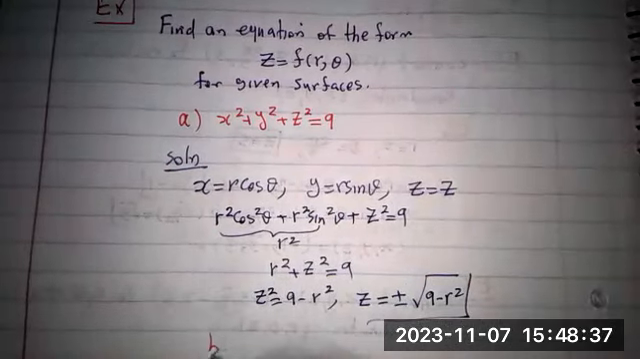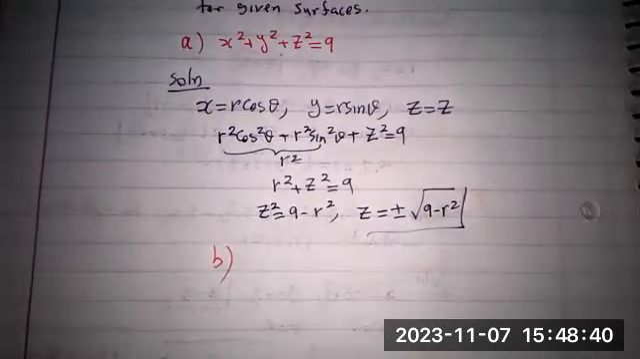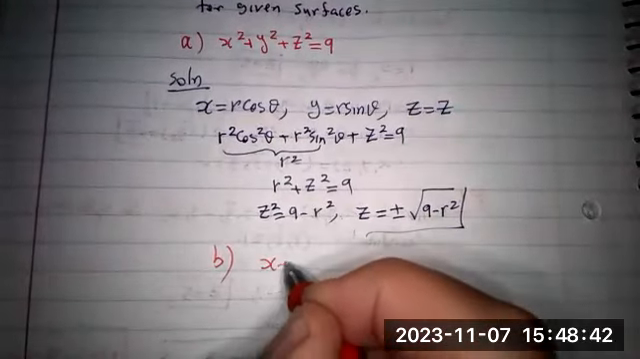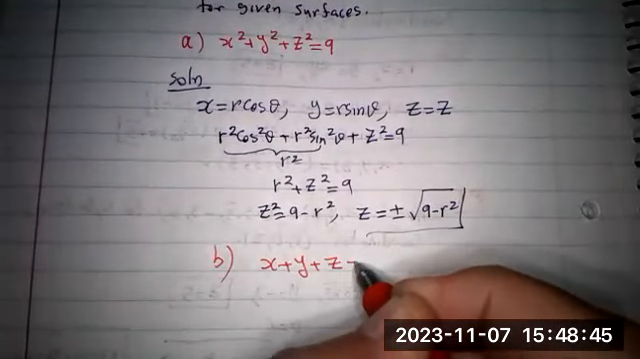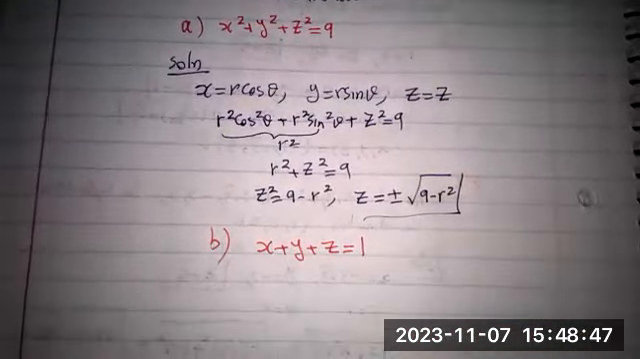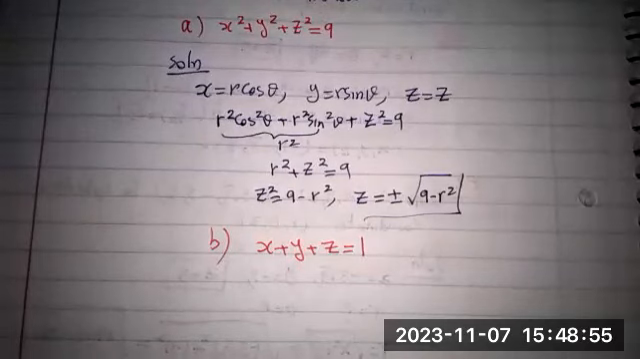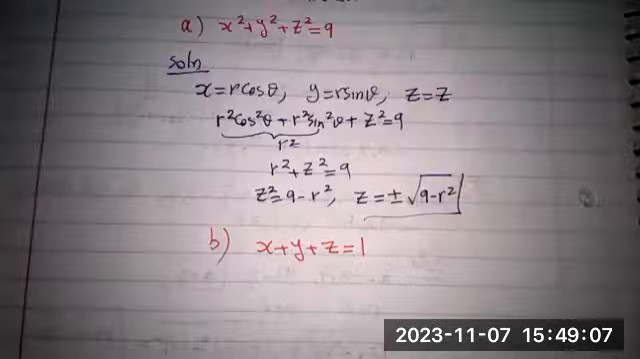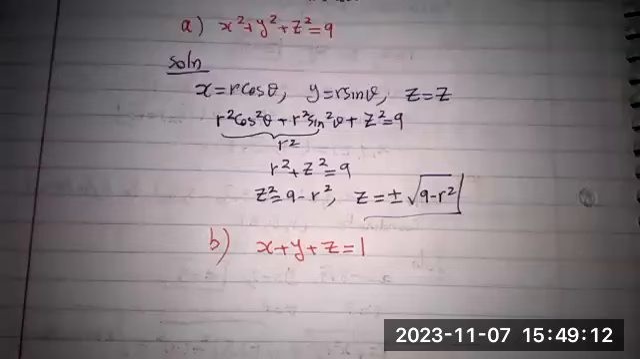The other one, again, this is very popular. How about this? X plus Y plus Z equal to 1. What is the graph of this one? Do you remember? Any idea? A plane, yes, very good. We move the 1 to the other side. It's a plane, very good.